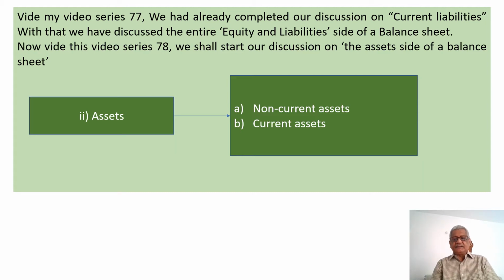On the liability side, basically we have three things: equity, non-current liability and current liability. But on the asset side, we have two classifications: non-current assets and current assets.